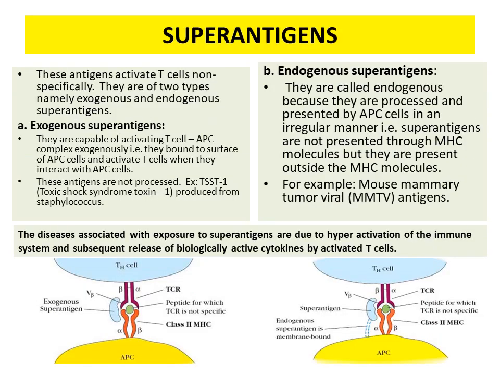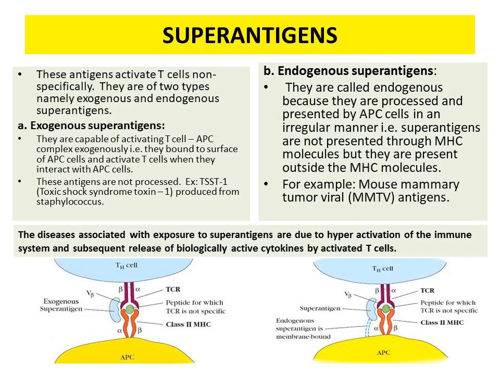Next term is the superantigen. These antigens activate T cells non-specifically, meaning they are not specific. They can bind with any T helper cells. They are of two types, exogenous and endogenous superantigens. Now what happens in the case of exogenous superantigens? They are capable of activating the T cell-APC complex exogenously.